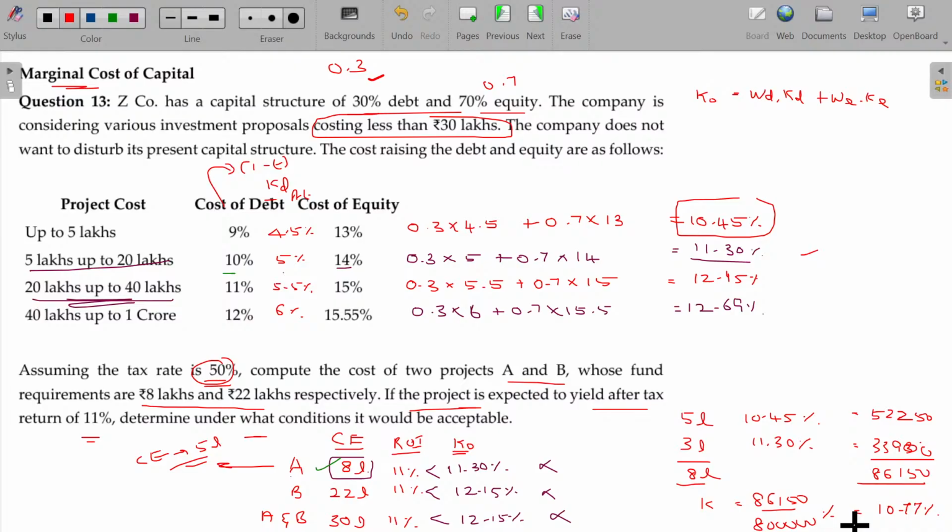Can I use the same logic for B, sir? Yeah, of course you can try. For raising another 22 lakhs, how can I calculate? First 5 lakhs at the rate of 10.45, that is 52,250. Second 15 lakhs, from 5 to 20 lakhs, for 15 lakhs it costs me 11.30. Thereafter, another 2 lakhs I can raise at the rate of 12.15 percentage. Tell me.